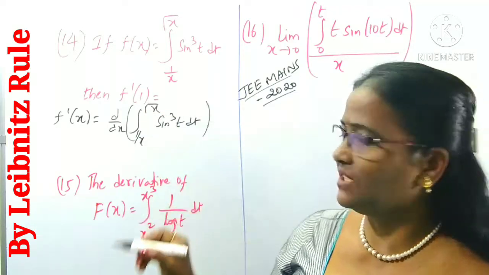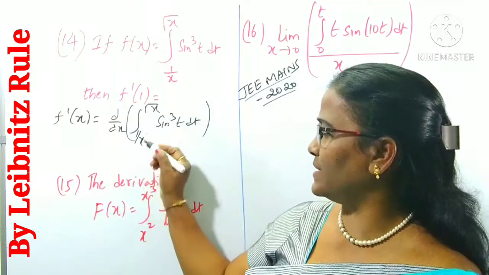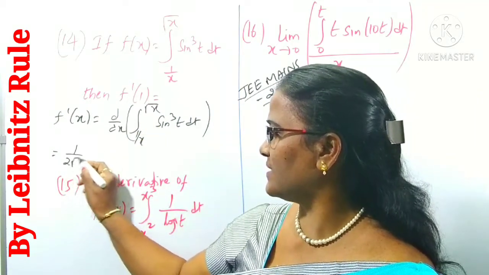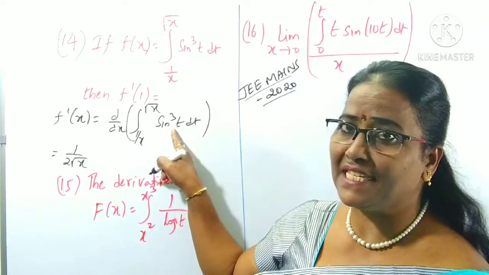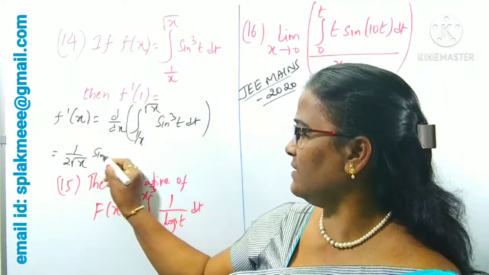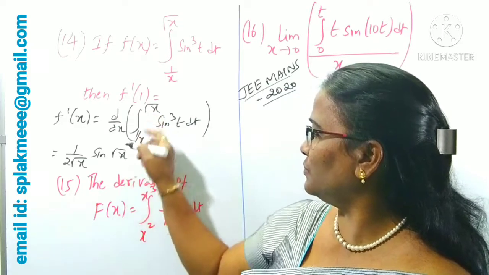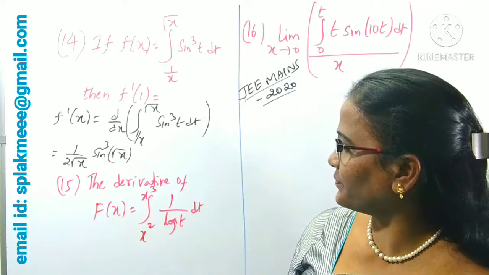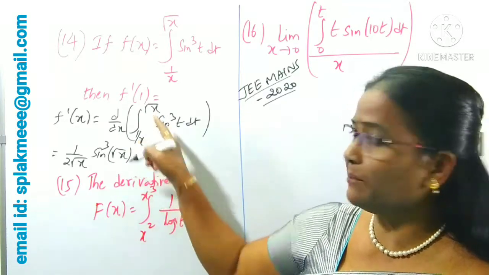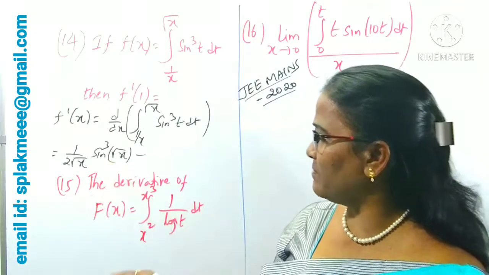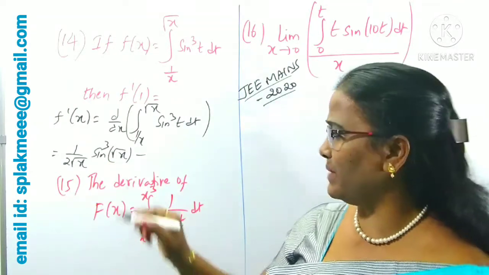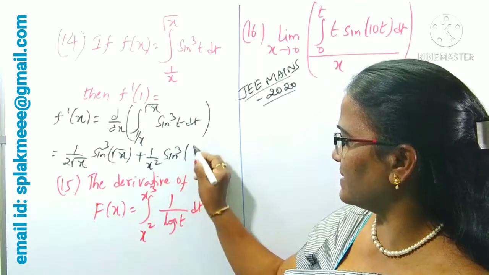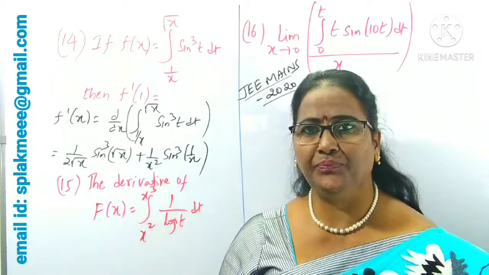Now for this, which rule do you have to apply? Yes, Leibniz rule. What is the upper limit here? Root x, derivative 1 by 2 root x. In place of t we have to write root x, that is sine root x whole cube. Okay, cube is there, whole cube. Next, minus, this was the upper limit. What is the lower limit? 1 by x. The derivative of 1 by x is what? Minus 1 by x square. Minus of minus, plus 1 by x square of sine cube of 1 by x. This is f dash x.